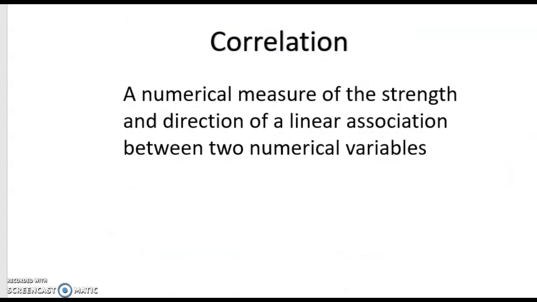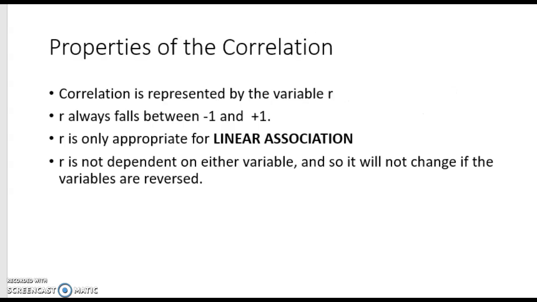So what is correlation? Technically, a correlation is a numerical measure of the strength and direction of a linear association between two variables. So it's going to be a number. Okay. Let's see here, properties of correlations. So correlation is always represented by the letter R. You're going to see that a lot, definitely on calculators. R always falls within -1 to 1, so it's definitely in this interval. It's in that spectrum.